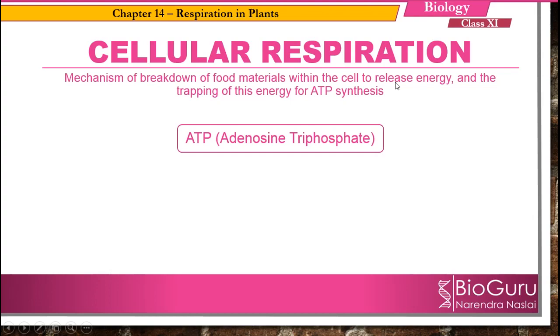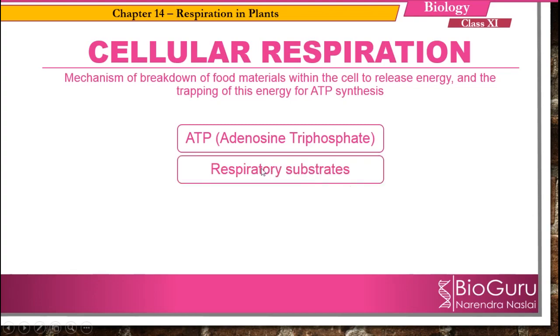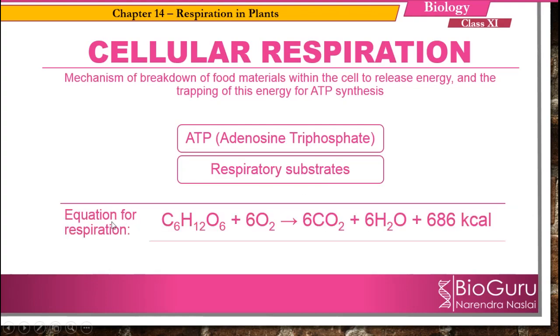Right? Now the food material could be carbohydrates, proteins, fats, or organic acids. So those compounds which undergo cellular respiration are called respiratory substrate, right? So overall, the equation for respiration is like this, where this is one molecule of glucose, C6H12O6, in presence of oxygen, because oxidation should take place. So glucose in presence of oxygen is broken down into carbon dioxide and water.